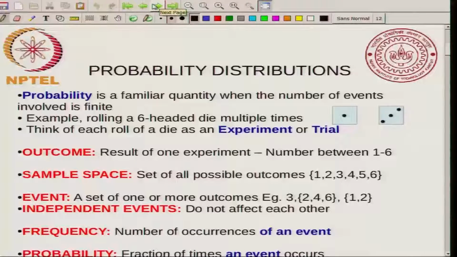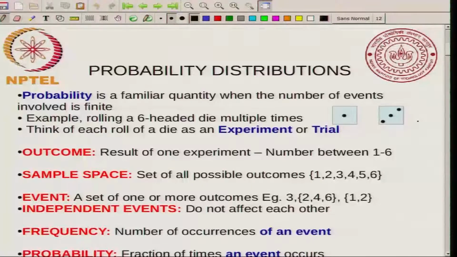Now, probability is a very familiar quantity to most of you, and we are used to thinking about probability especially when the number of events is finite. For example, you can imagine rolling a dice. A typical dice has 6 faces, okay. So, a 6-sided dice, you roll it, imagine you roll it multiple times, then you can ask how many times you get a certain number, like how many times you might get a 1 or how many times you might get a 3, and you might ask the question, what is the probability of getting a 1 or a 3, okay.